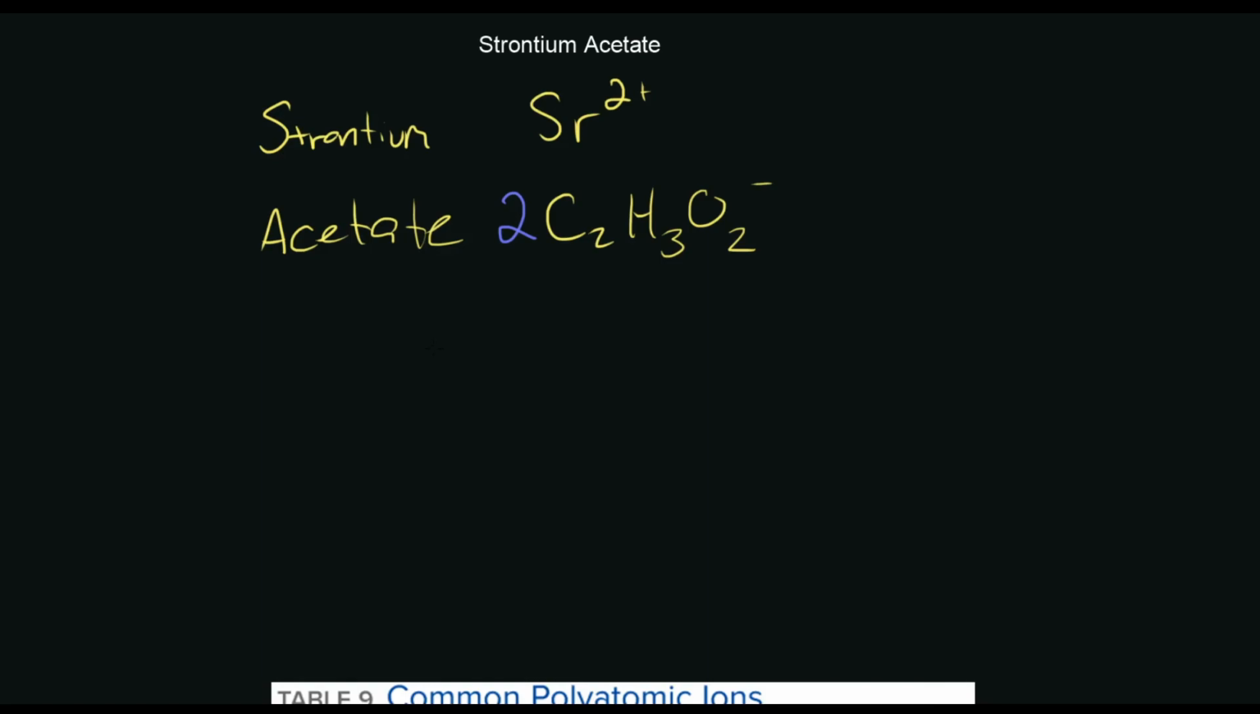So when we write this out, carbon is going to have priority, then hydrogen, then the rest of the elements are going to go into alphabetical order. So we'll have C4, H6, O4, and then with strontium, we'll just have Sr.